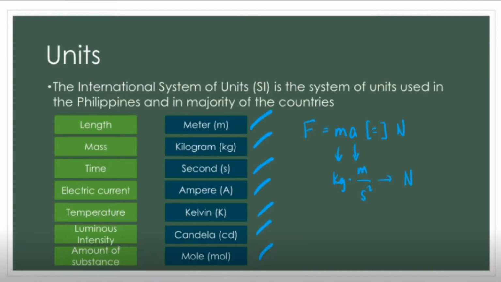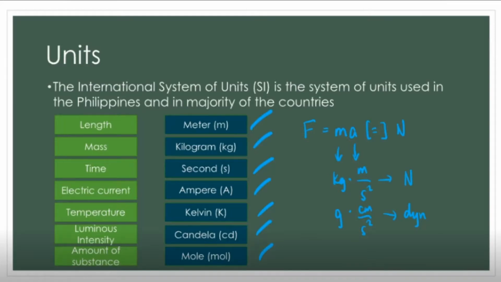If we use a combination of non-standard units, then we would arrive with a different answer. For example, if we use grams instead of kilograms for the units of mass, and we use centimeter per second squared instead of meters per second squared for units of acceleration, you will not arrive with newtons. Instead, we would arrive with a different unit that we call a dyne. And we all know that 1 dyne is not equal to 1 newton. I hope this illustrates the importance of using standard units.